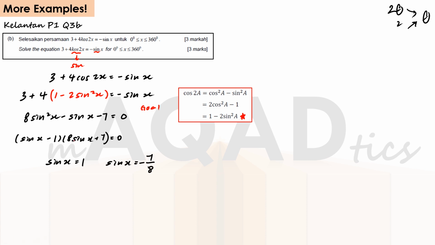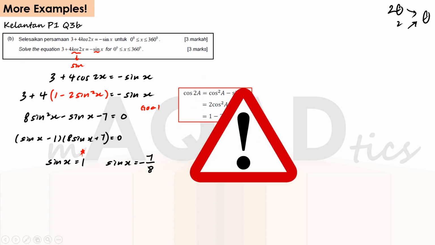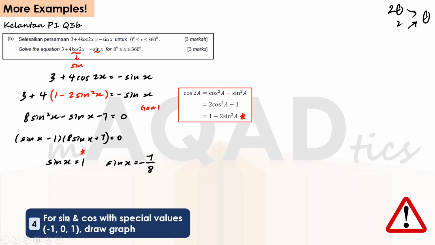Okay, and then by factorizing, you will get these two values. Right, so this kind of value, which is one we need to take note. So this is the fourth tip I like to share. So for sine and cos, and with special values -1, 0, and 1, we should draw the graph out to find the answers. Okay, so for the sine, we should find the parts that have the value 1. Okay, so as we know, the maximum value is 1 here, so this should be our answer. So this one is 90 lah, 90 degree. Okay, so our answer here should be 90 degree.